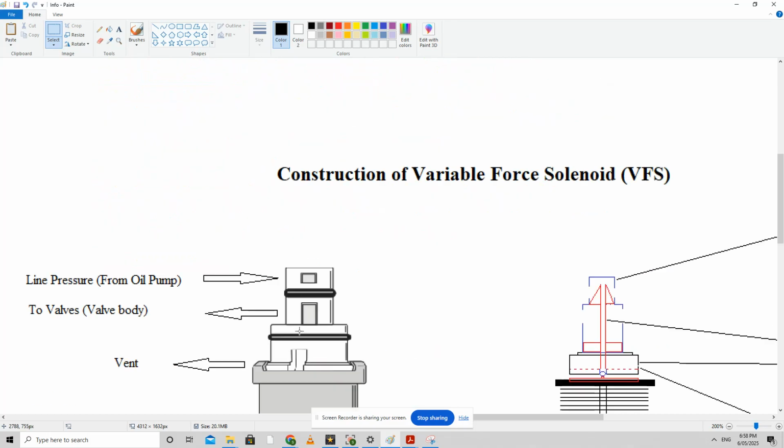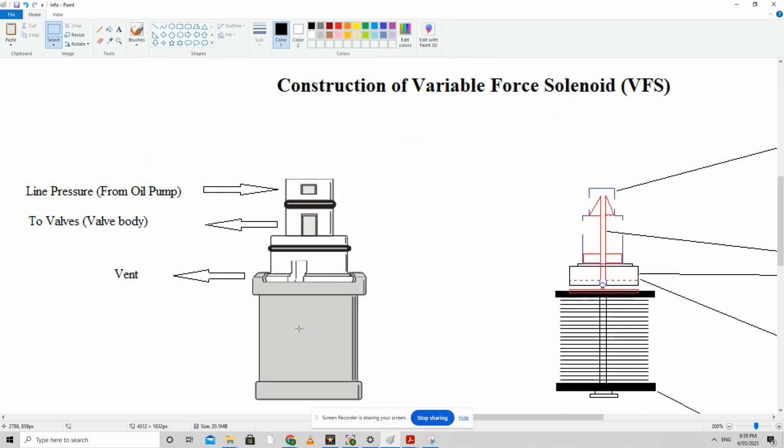So let's have a closer look at the construction of variable force solenoids. This is just how a variable force solenoid looks. Both types of solenoids that we have, the EMCC solenoid, the TCC lockup solenoid, and the line pressure solenoid, are variable force solenoids. This is how the outer body looks. It has three different chambers. The top one is where the line pressure comes from the pump. The middle one is where it goes to the valve body, and the lowest one is a vent.